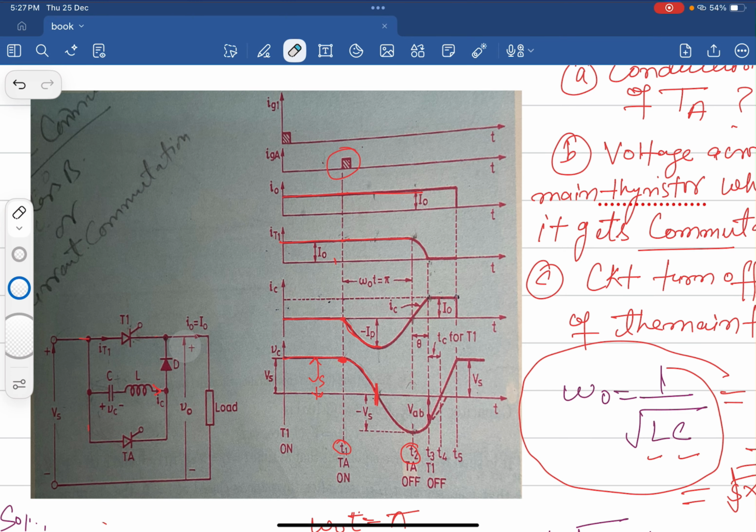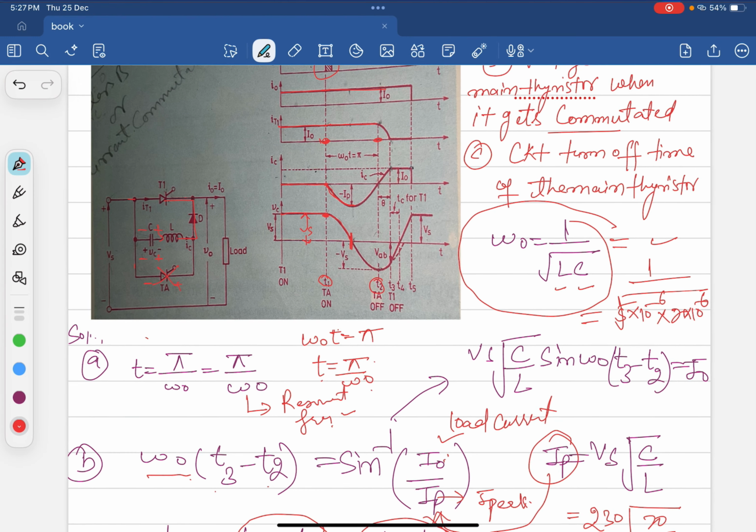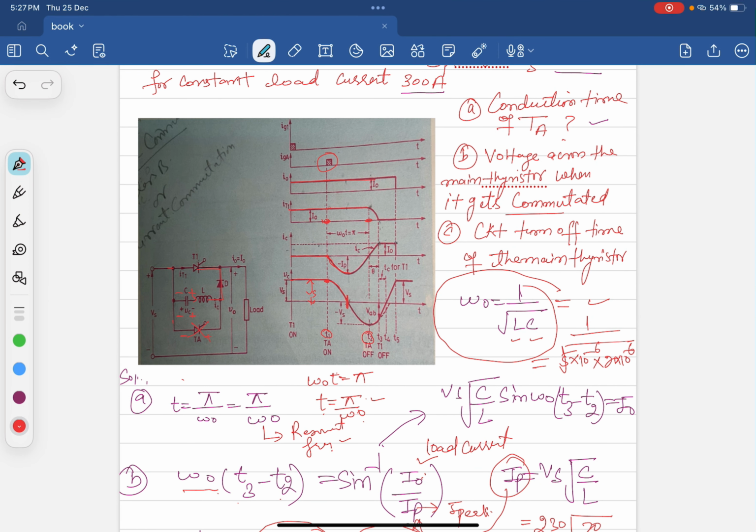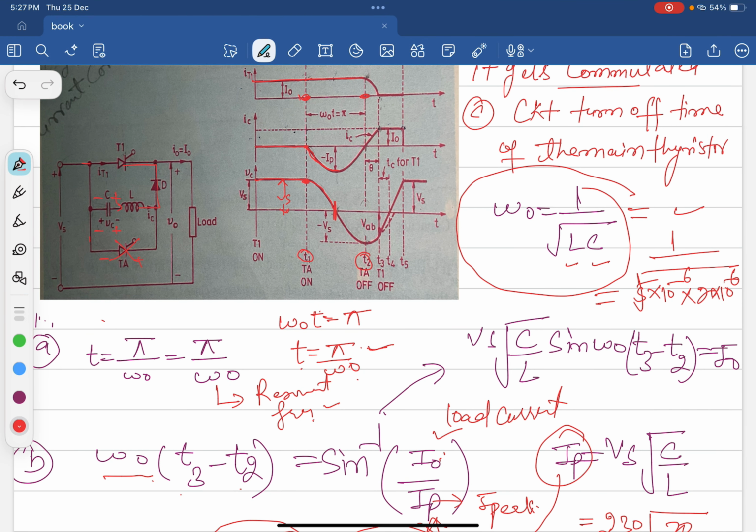Once it is completely discharged, the polarity changes. Now the current flows in this direction through the diode and thyristor. Here the negative sign will turn off this thyristor. So at instant T2, the auxiliary thyristor gets turned off. In between, the time period is omega naught T equal to pi. So here T is equal to pi upon omega naught. We can calculate our first question, the conduction time of the auxiliary thyristor. So it is T equal to pi upon omega naught, where omega naught is called the resonant frequency.